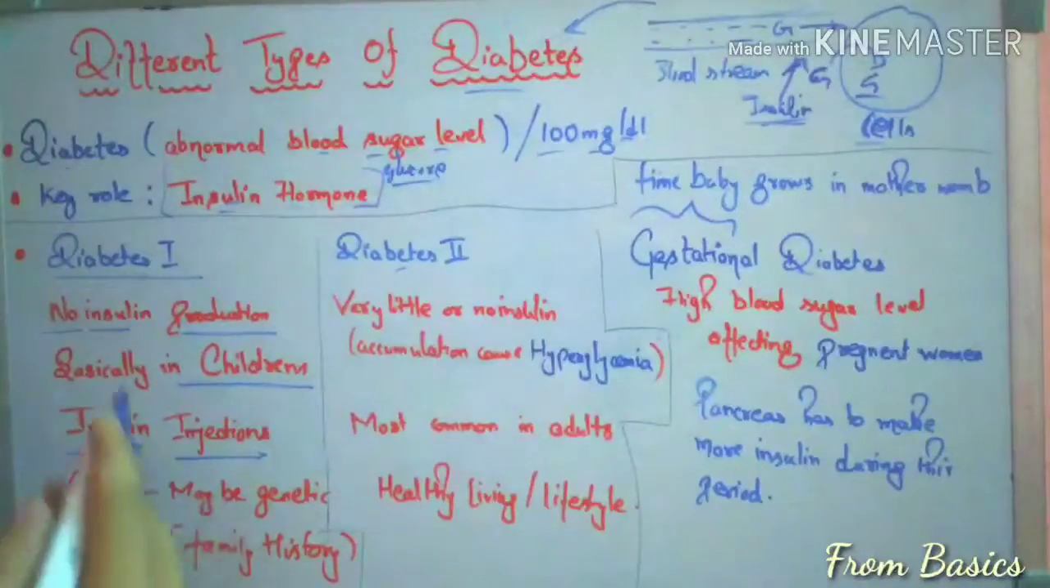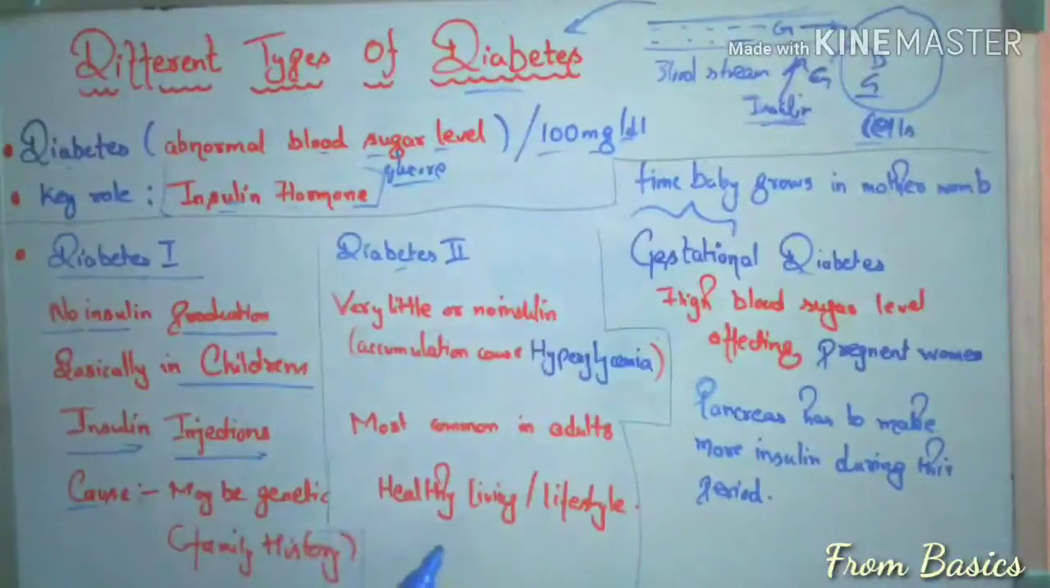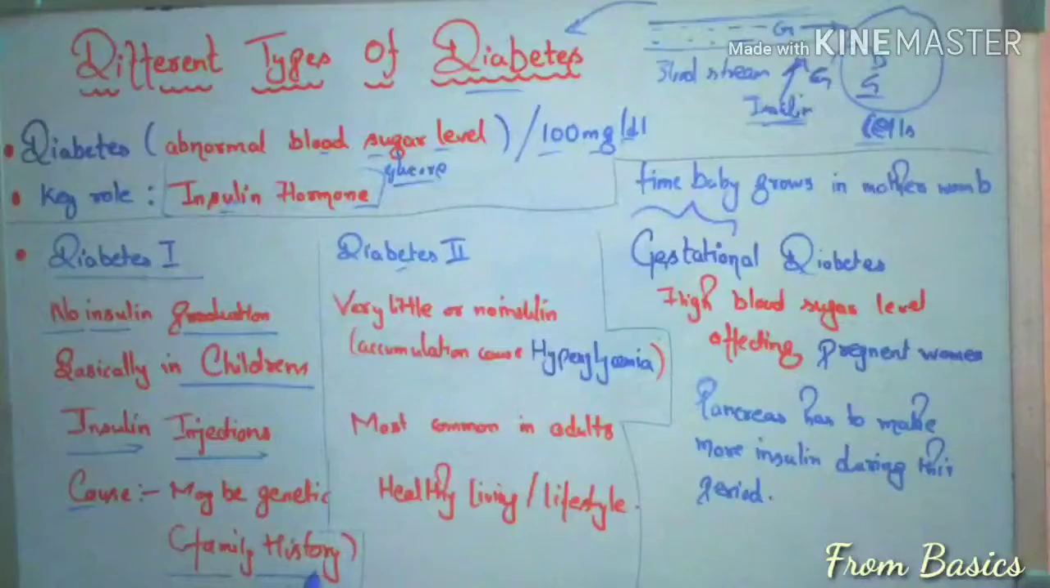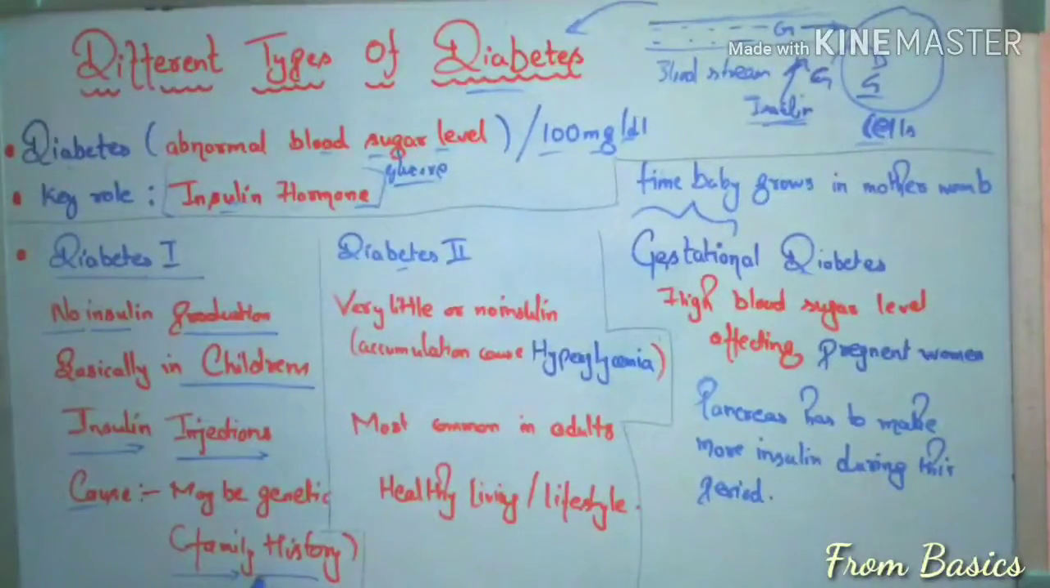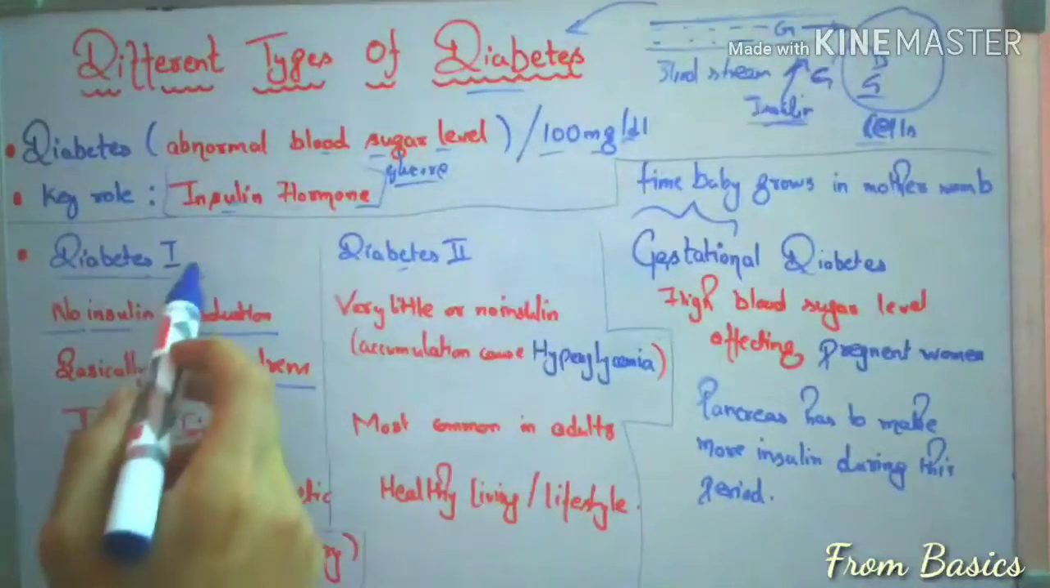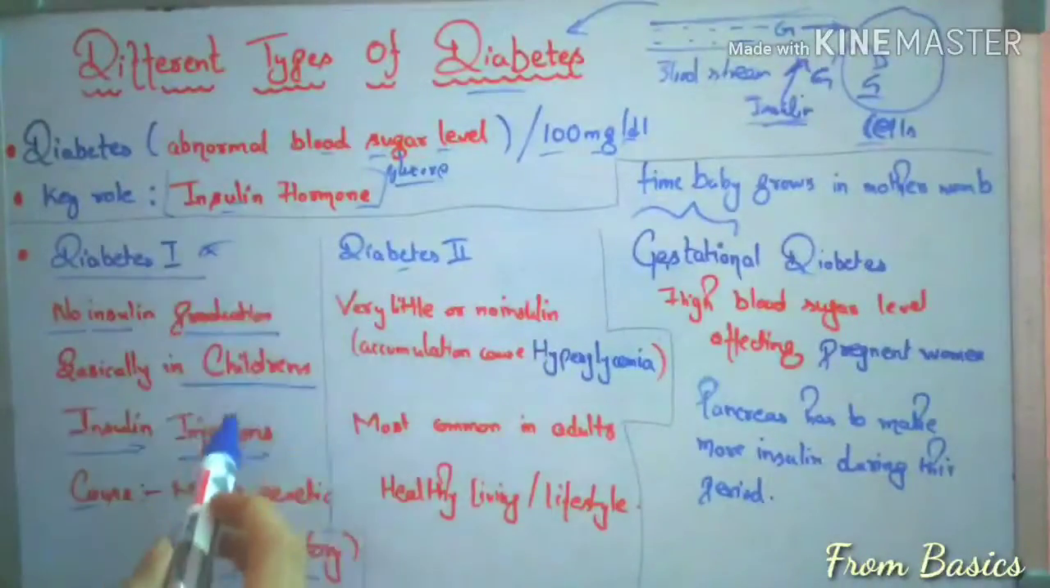Next, what is the cause of diabetes 1? Diabetes 1 is basically genetic. It can occur due to the prevalence of diabetes in ancestors, or you can say in previous generations, which can cause diabetes type 1 in children.